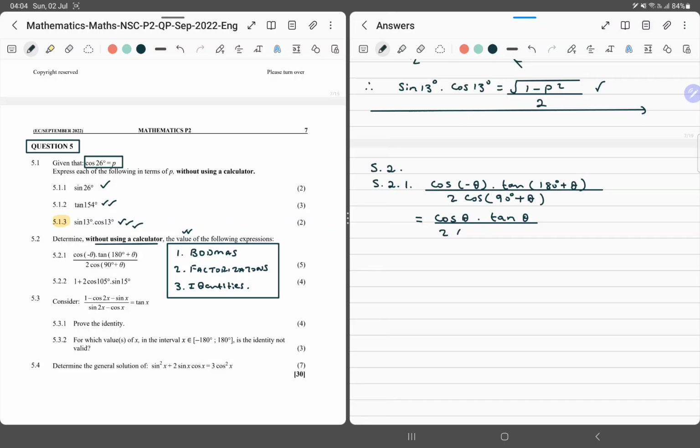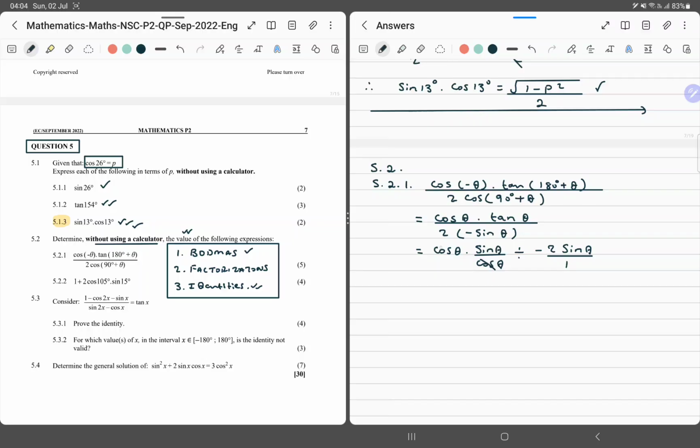Now we've got 2 into cos of 90 plus theta. 90 plus theta is the second quadrant, so cos is negative, but because of 90, we're going to use the cofunction, sine theta. Now we sort this out. This is basically cos theta times, and now we use identities, tan theta is sine of theta over cos of theta, divided by minus 2 sine theta over 1.